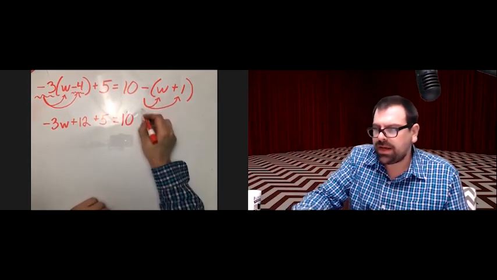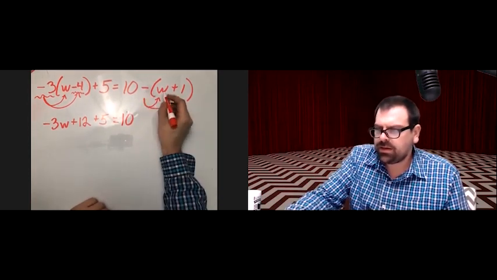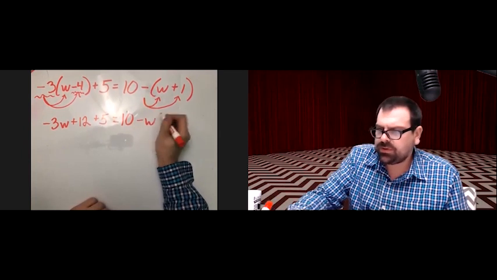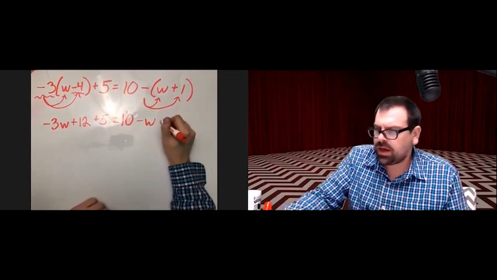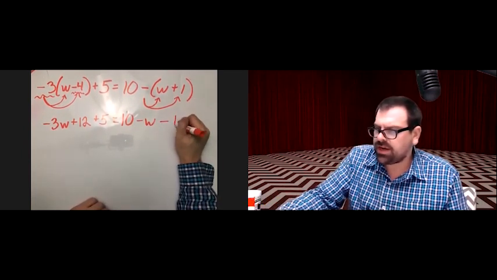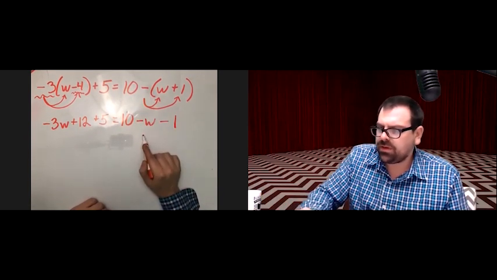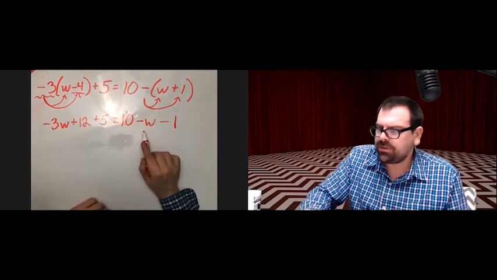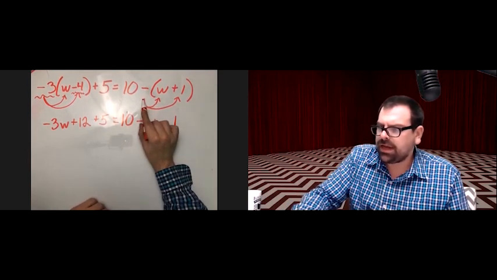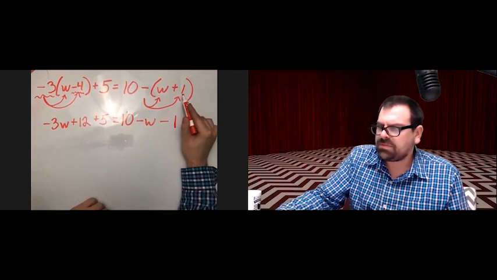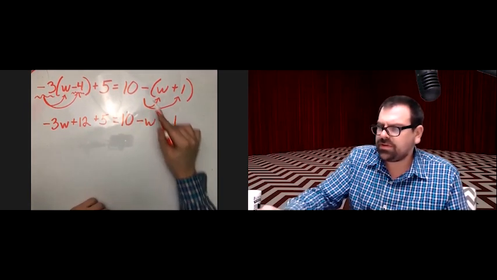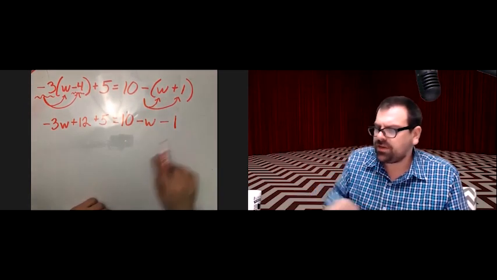Now distribute the minus sign. The opposite of w. The opposite of positive 1. So negative 1. Negative w. The opposite of w. Negative times positive is negative. So it just changes the sign on everything in there.